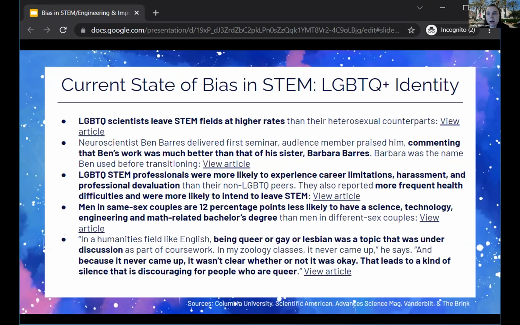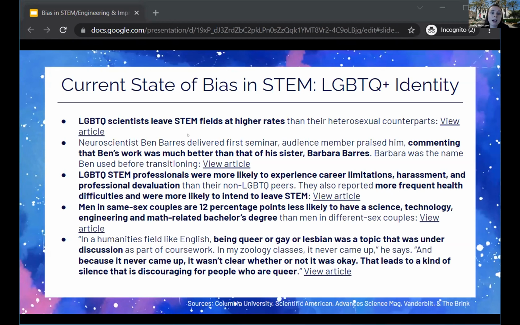All right, I know I'm going over this very quickly, but again, it's just to cover some of the basics. Last but not least, that we're going to cover specifically today in terms of the state of bias in STEM is LGBTQ plus identities, which is also a large category. But first of all, they've done studies that showed LGBTQ scientists leave STEM fields at higher rates.